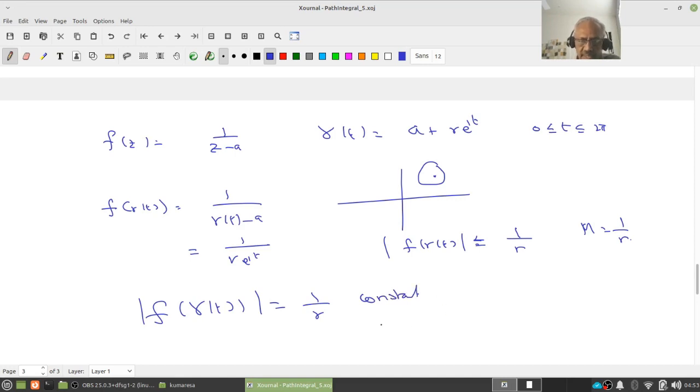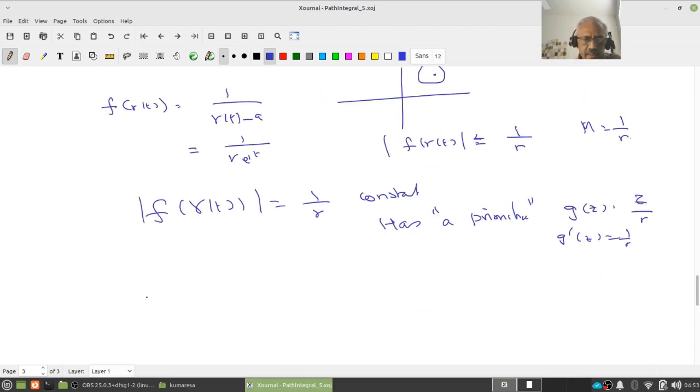Right. Now it has a primitive. Namely, let us look at g of z equal to z by r, then g prime of z is 1 by r. Right? Therefore, the integral of this, modulus f of gamma t dt, is g of z by r between 0 and 2 pi.